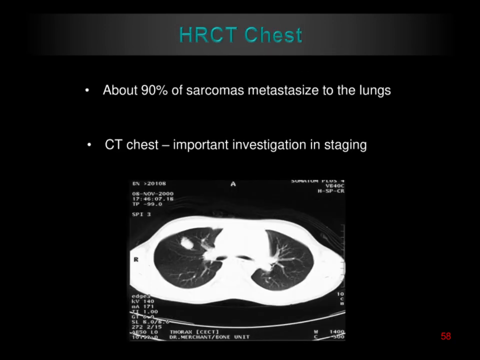HRCT chest has always been the mainstay in the staging of all sarcoma patients. That is because about 90% of the sarcomas metastasize to the lungs. Therefore, HRCT of the chest is a very important investigation in the staging of all primary malignant musculoskeletal tumors.